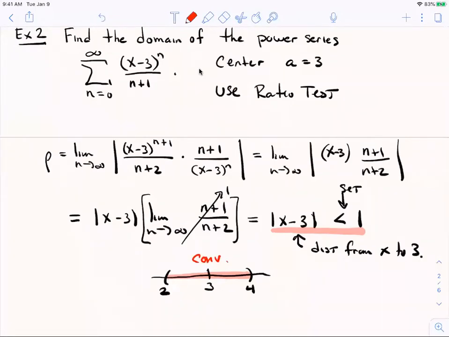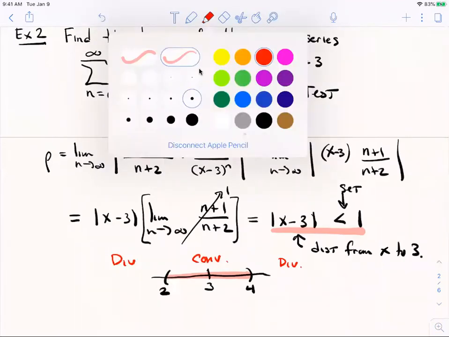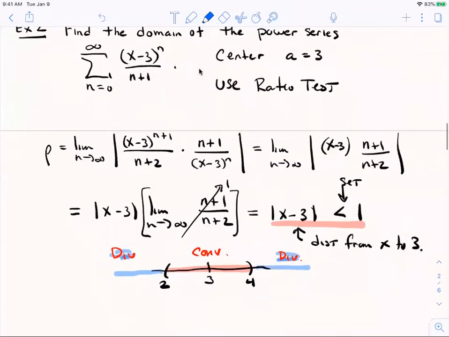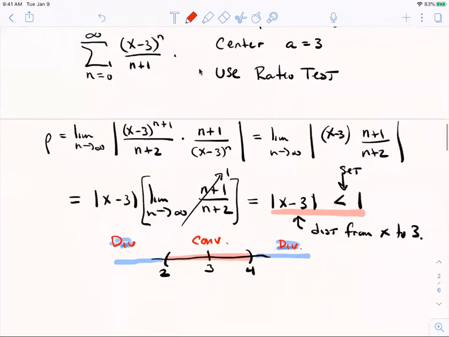And for that matter, if x minus 3, the distance, is bigger than 1, then we're guaranteed to diverge, because if that ratio is bigger than 1, the ratio test says that we diverge. So numbers out here on the number line, numbers that are less than 2 or bigger than 4, we know that that's going to diverge. All right, but what the ratio test would fail at is, what about x equals 2 and x equals 4?